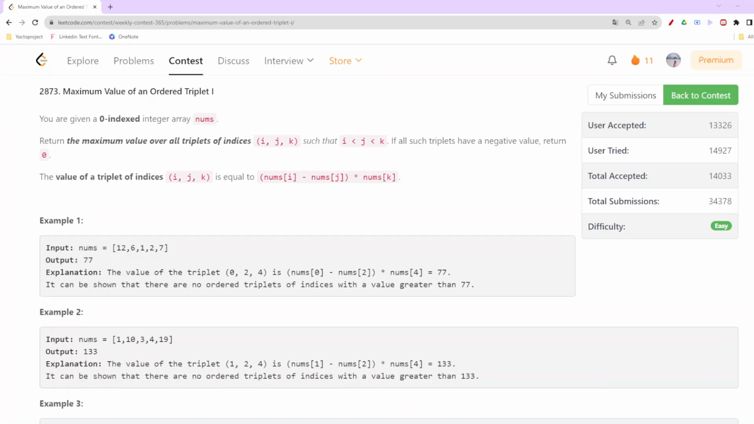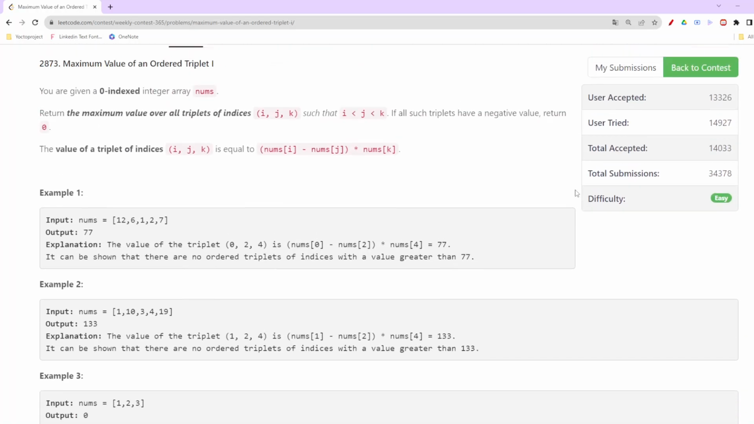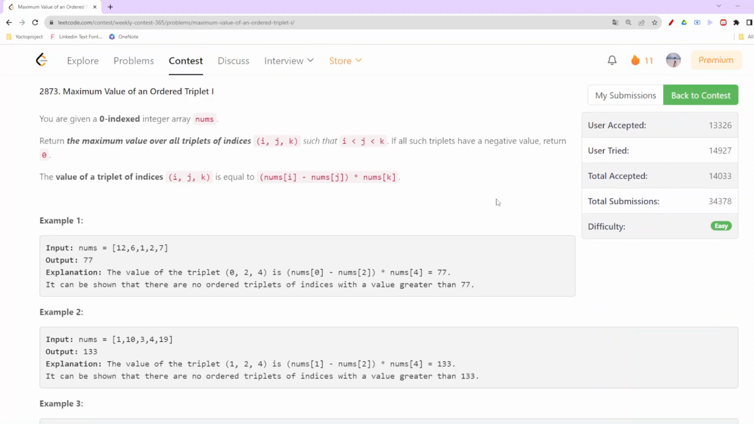So here, as we can see, it is an easy level question. So surely the constraints would also be lower only. Yeah, so the constraints are lower. So basically a brute force solution would also work completely fine here.